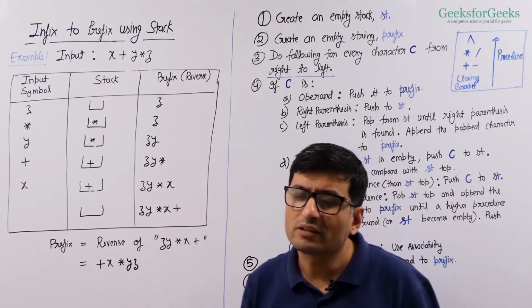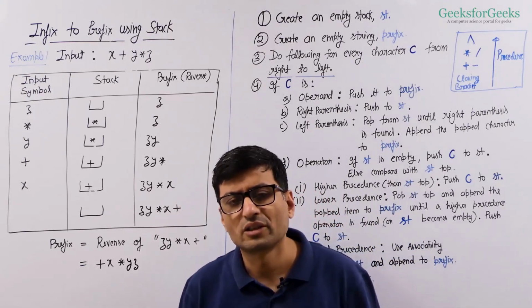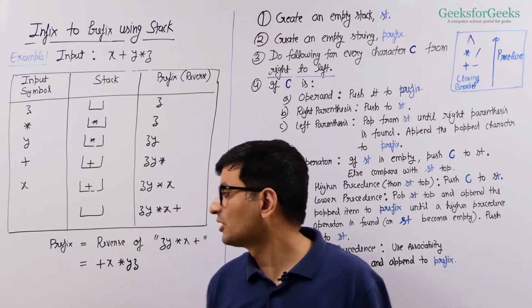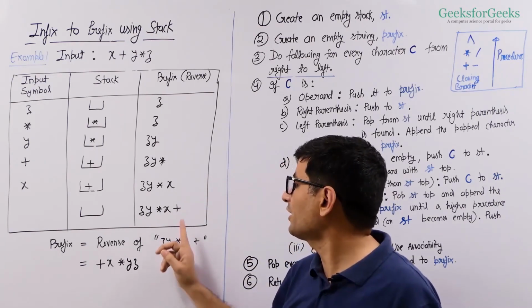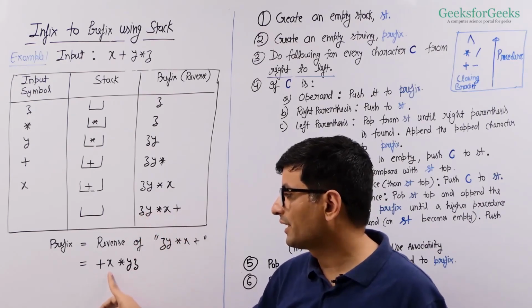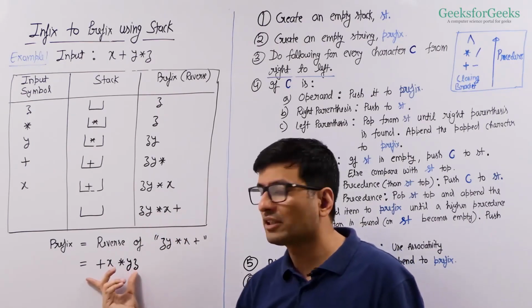But please note that this is the reverse of the result. So our last step says to reverse the prefix. So once you reverse it, what are you going to get? You are going to get plus x star yz plus x star yz. This is our final answer.